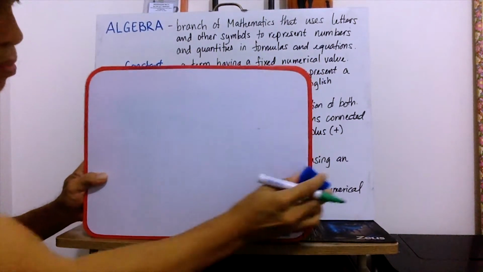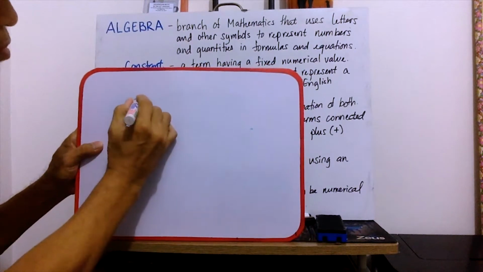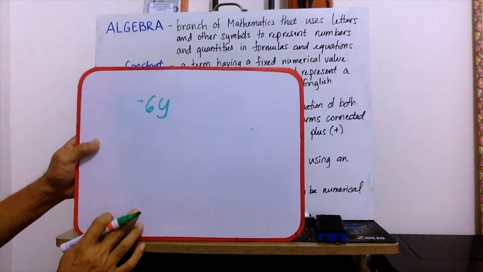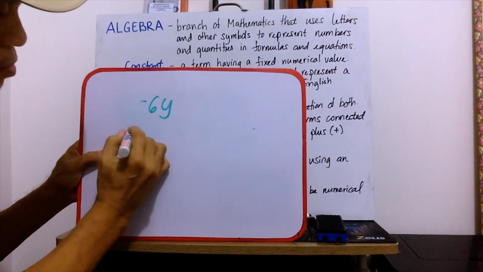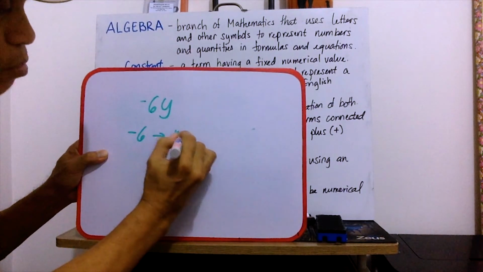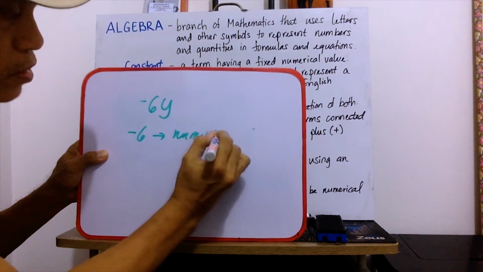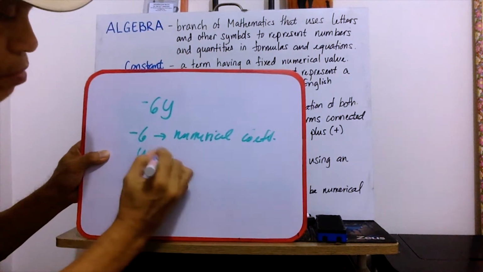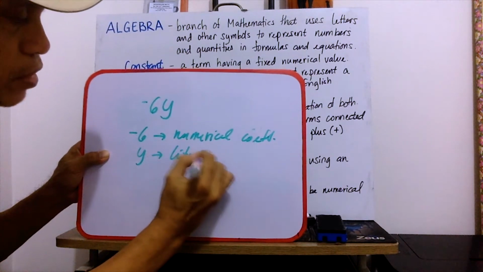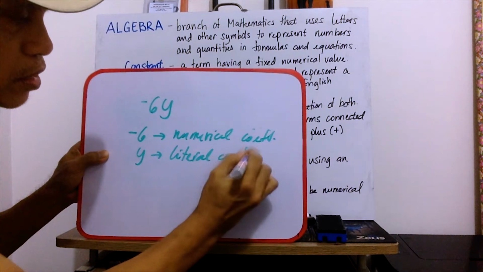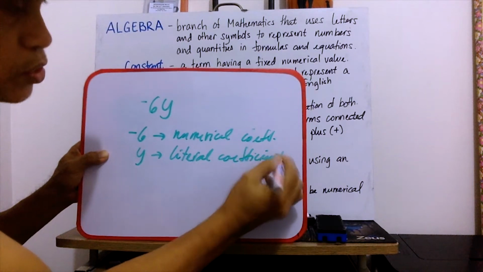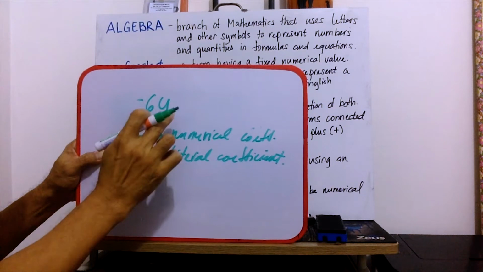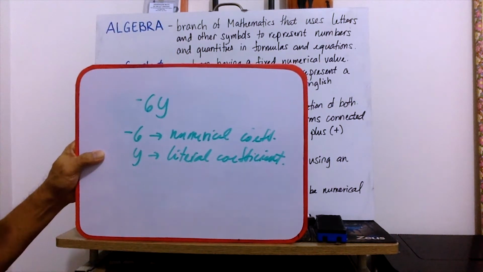Another example, let's say negative 6y. Negative 6 is the numerical coefficient. Y is the literal coefficient. So it's very simple to understand, right? Numerical means numbers, literal means letters. All right?